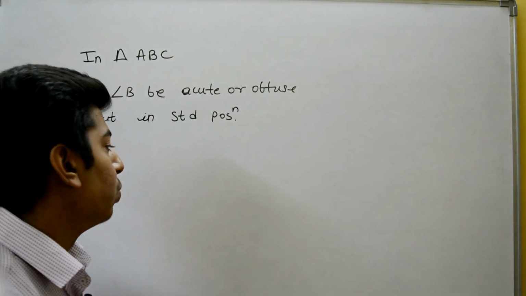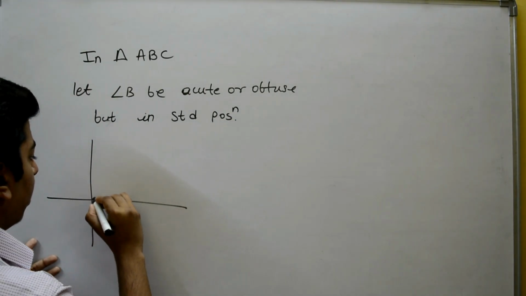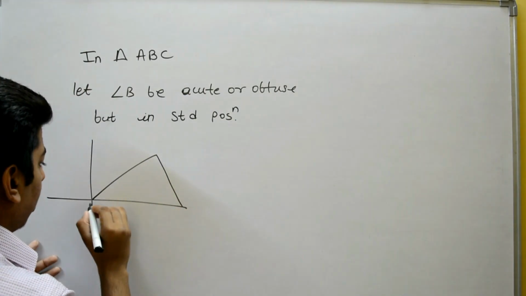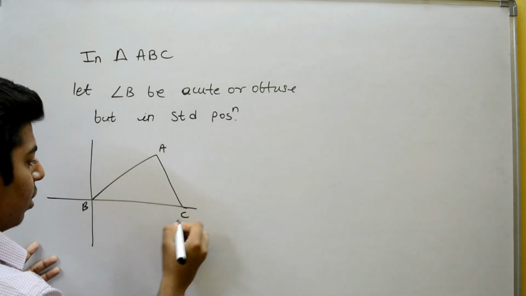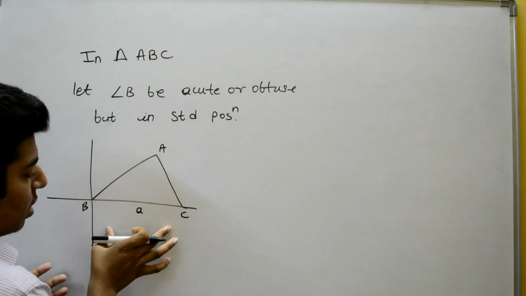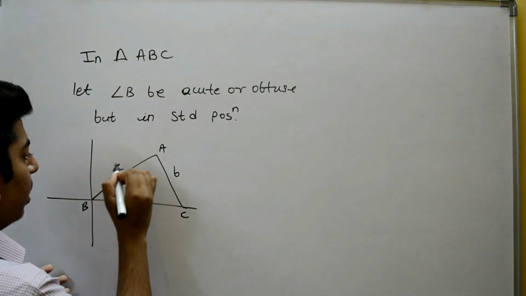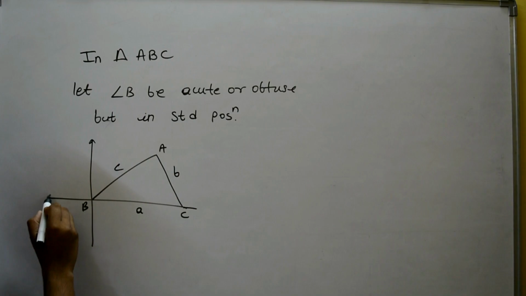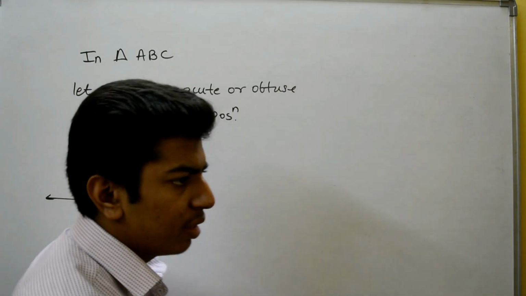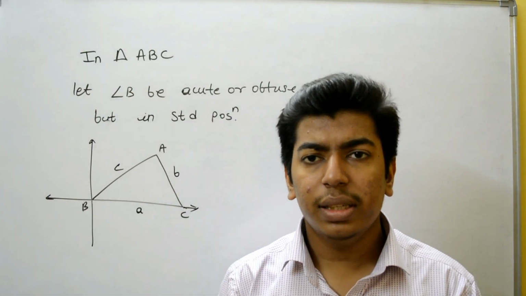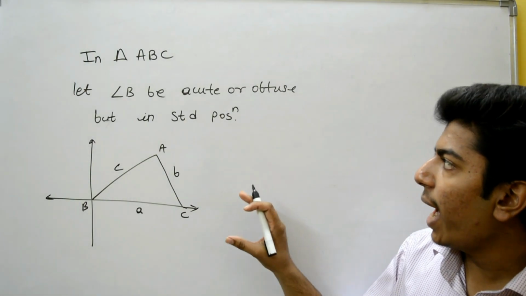So the acute one is, this is the origin, this is one triangle, this is angle B, angle A, angle C. So this distance will be a, this distance will be b, and this distance will be c. And here B is in standard position. In this sense, standard position generally means the origin. So this is for the acute.